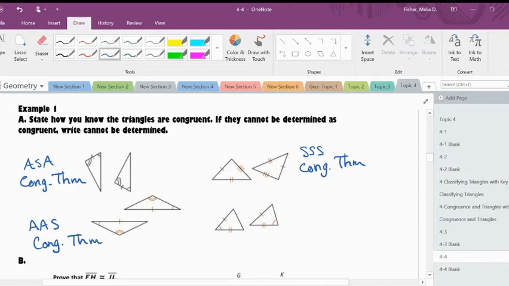And on the bottom right, the first one is side, angle, side, which would work. However, when we look at the second one, it is side, side, angle, and those do not match up. So we are going to say cannot be determined.